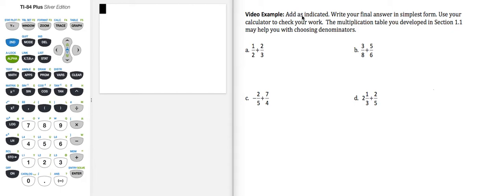Here we're asked to add the fractions as indicated, writing our final answer in simplest form and using our calculator to check our work. Take a look at the first one, 1/2 plus 2/3. We cannot add these the way they are because the denominators are different. So what I need is a denominator that both 2 and 3 will divide into evenly.